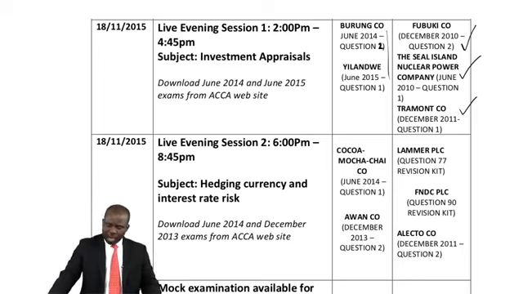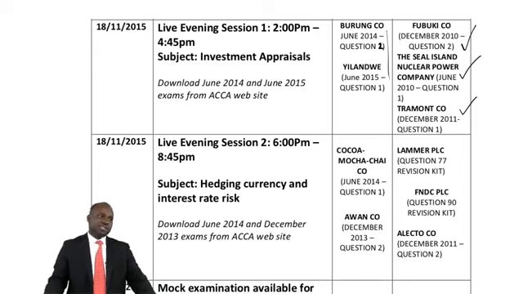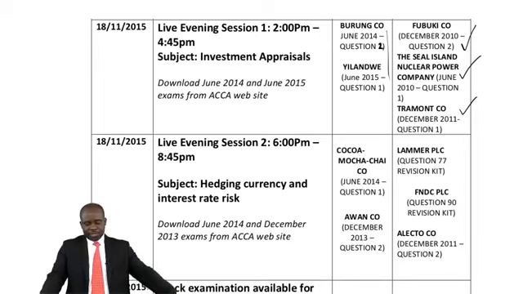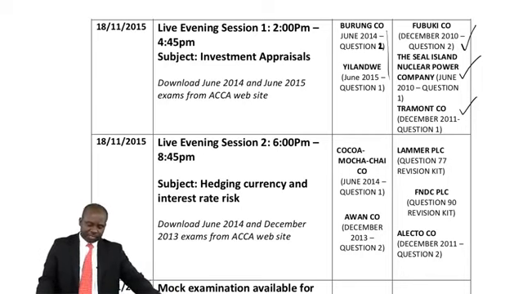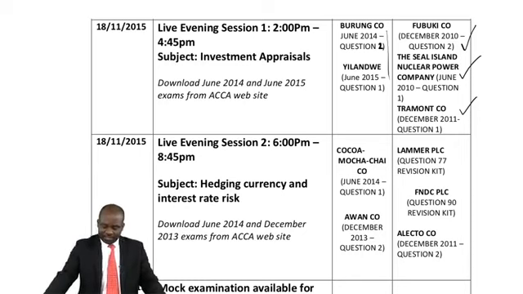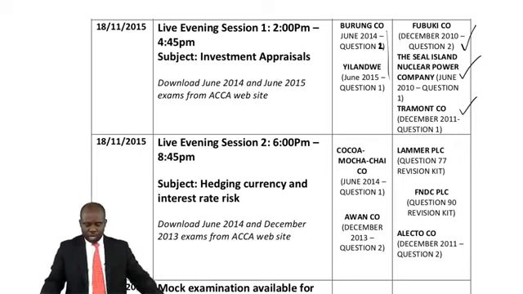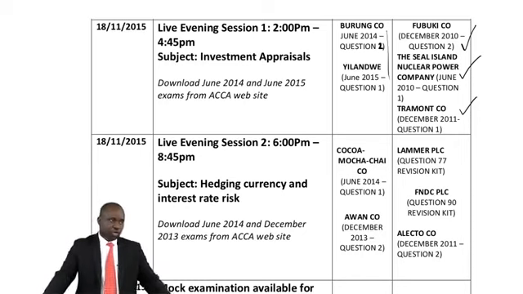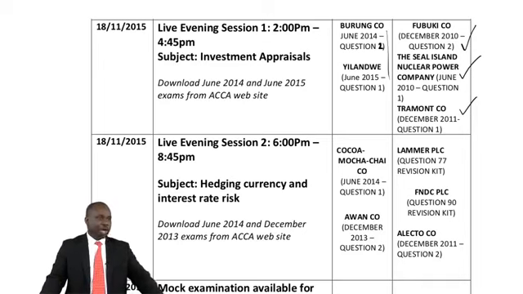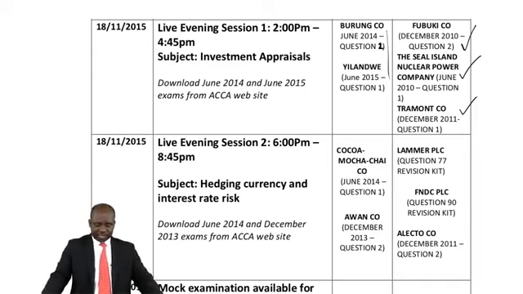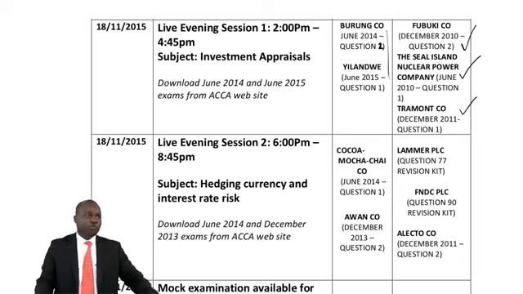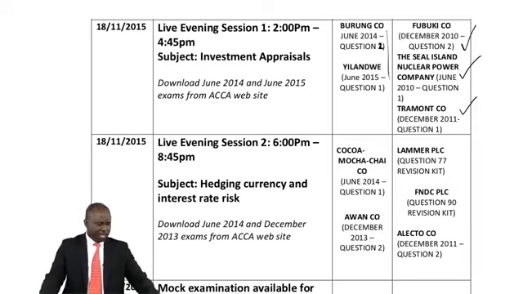So when you have time and you want to practice, hedging is there almost every sitting. You can also go ahead and practice with Llama PLC, FNDC PLC, and Electrical. All of them are in your revision kit, so you can practice on them. Any questions that you have about them, you can forward them to me and I'll be very happy to answer them for you.